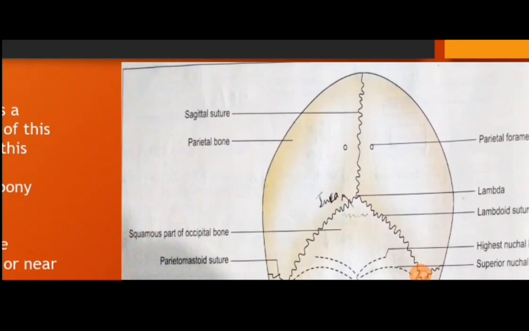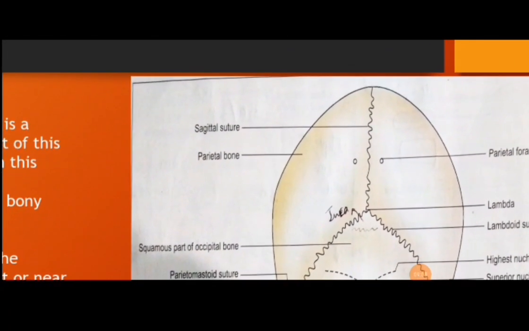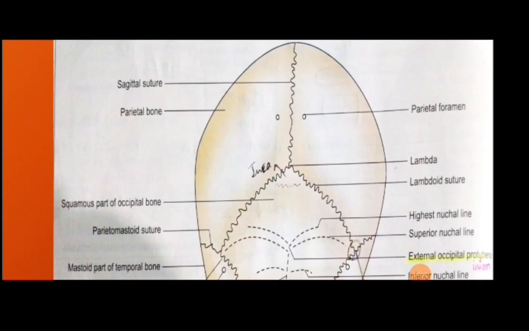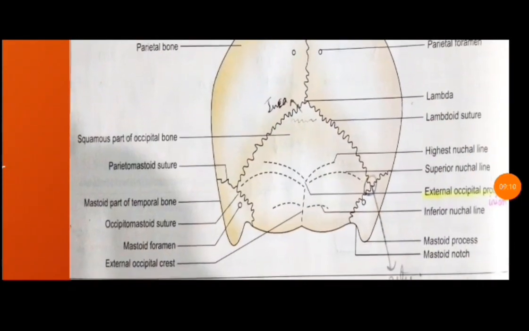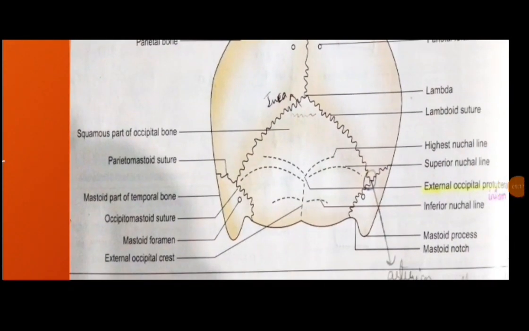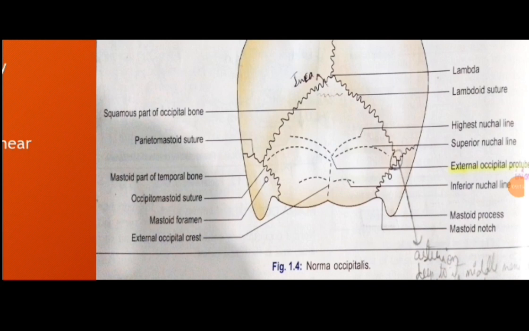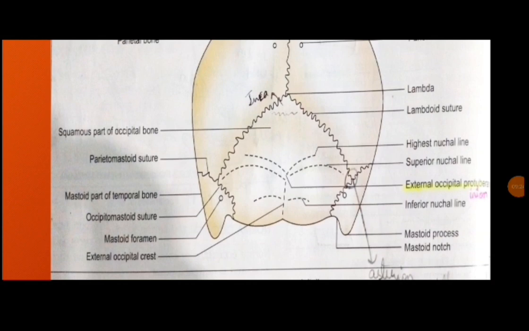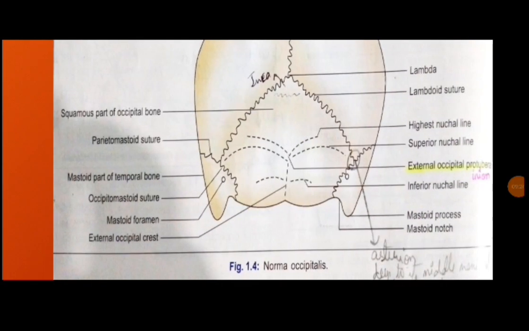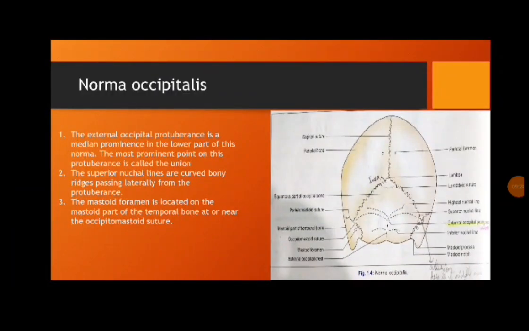You can see other markings there: sagittal suture, parietal bone, parietal foramen, lambda, lambdoid suture, squamous part of occipital bone, nuchal lines, then occipitomastoid suture, inferior nuchal lines, mastoid process, mastoid notch. This is seen in norma occipitalis.